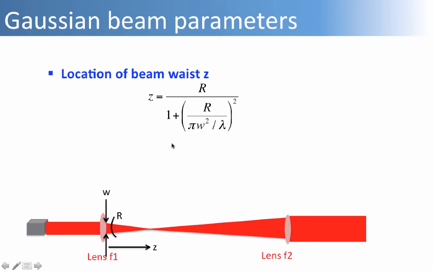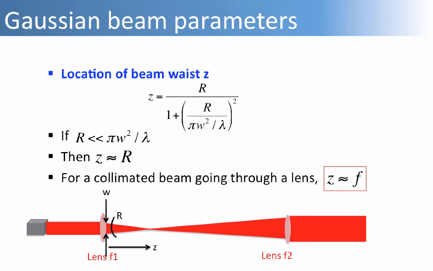Right, so now let's figure out where the location of our smallest spot is. Our beam waist at a distance z away from a lens is equal to the radius of curvature right after the lens, divided by 1 plus r over pi w squared over lambda, all squared. But if we're in a typical regime, then that reduces to the distance to the smallest spot size being equal to the radius of curvature. And the radius of curvature is approximately equal to the focal length. So for a collimated beam going through a lens, the distance to the focus is approximately equal to the focal length of the lens. This is particularly important.